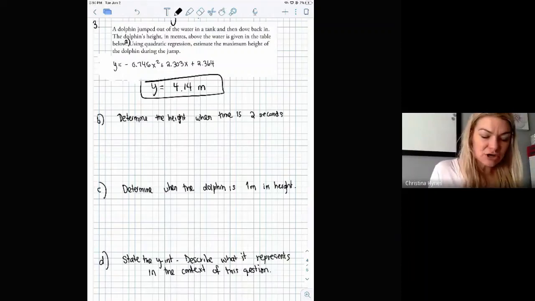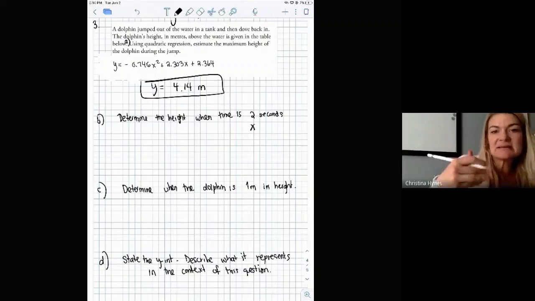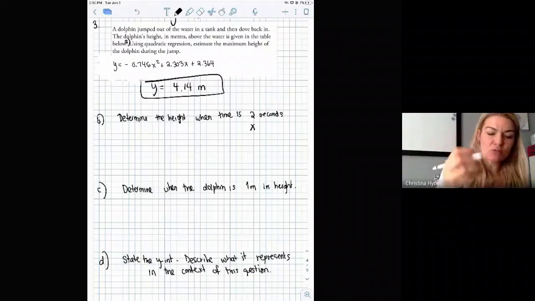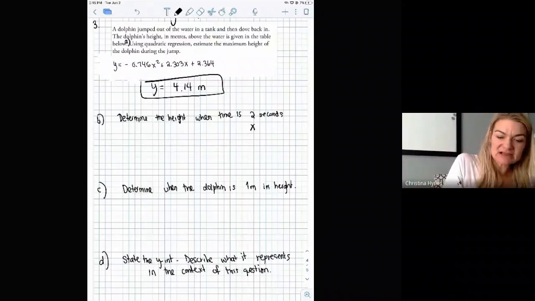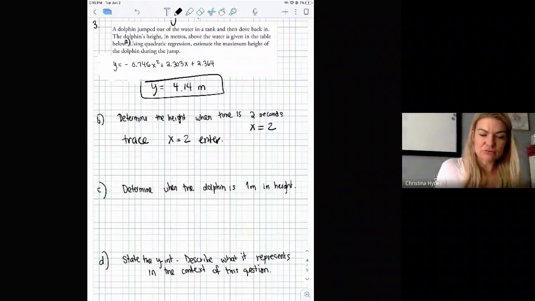Now they're saying determine the height when time is 2 seconds. Time is my x value. So this is similar to question number 2, where you're asking, what are they giving you? Are they giving you x or y? If they give you x, which is 2, then you're going to press trace, x equals 2, and then press enter. And that will give you your answer once you graph it.